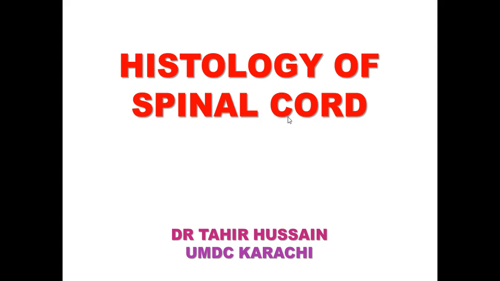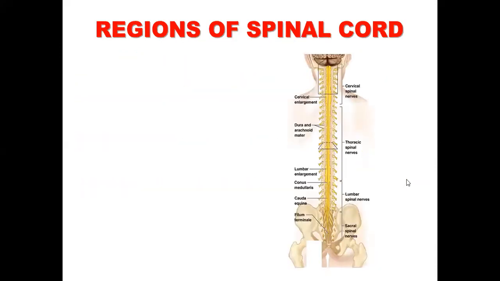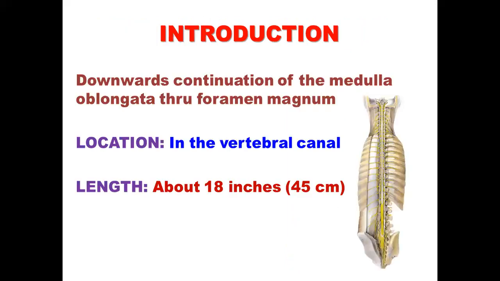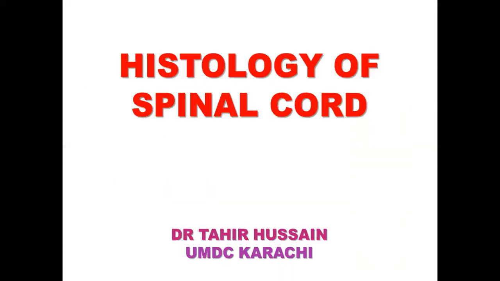Yes, students, now we are going to discuss histology of spinal cord. Spinal cord is the downward continuation of medulla oblongata through the foramen magnum. The spinal cord suspends in the upper two-thirds of vertebral canal. It is about 18 inches long in adults.